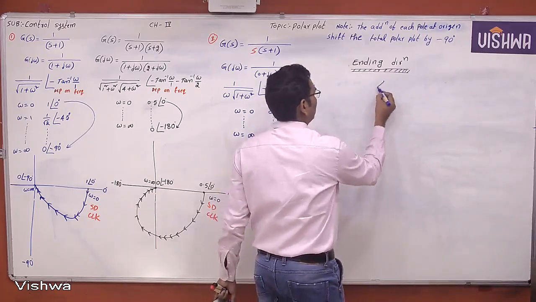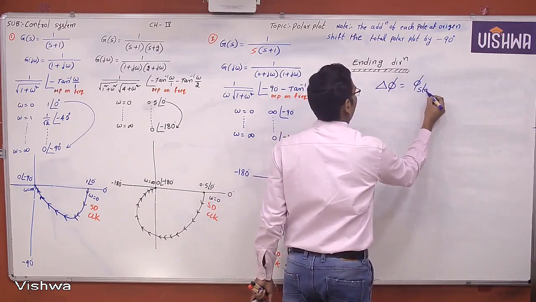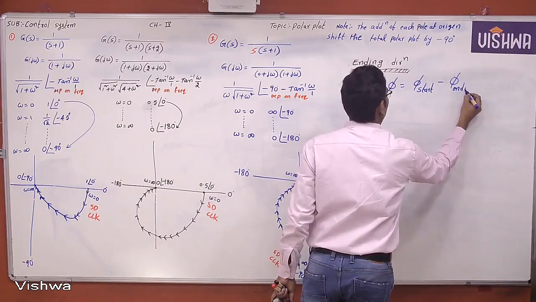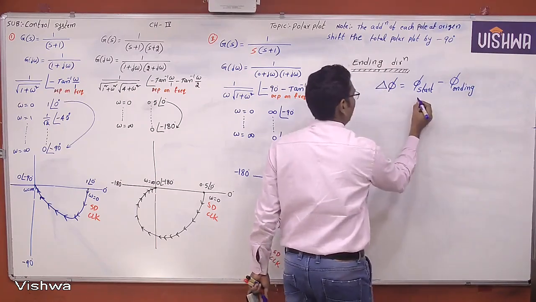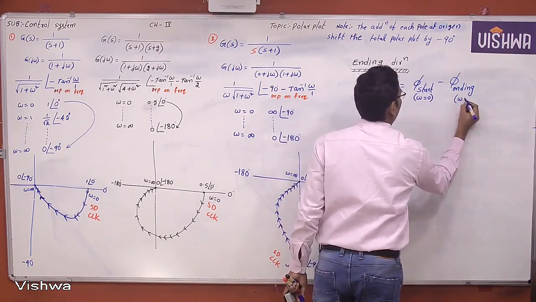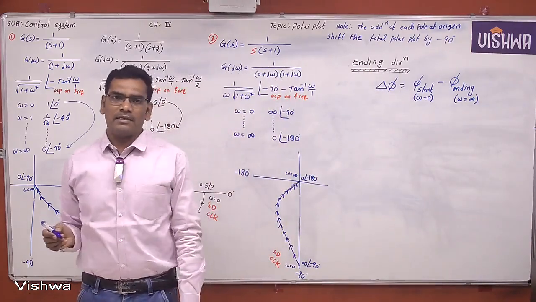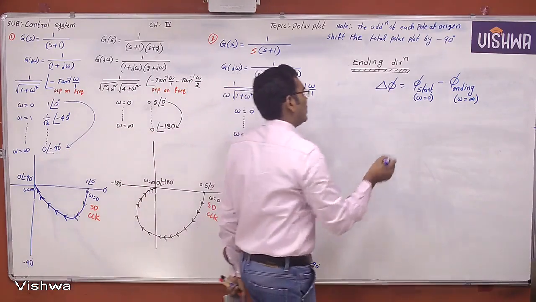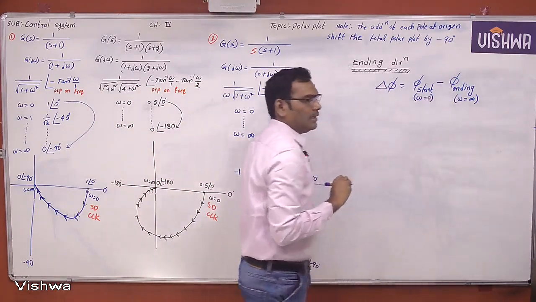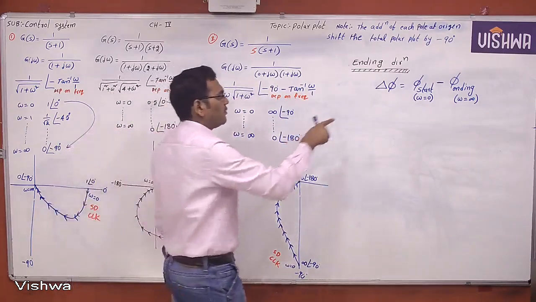Now what is the phase difference? The phase difference is nothing but the starting phase minus the ending phase. Omega equal to 0 is the starting phase. Omega equal to infinity is the ending phase. Measure the phase difference: starting phase minus ending phase. Starting phase means omega equal to 0, ending phase means omega equal to infinity. This is the phase difference.